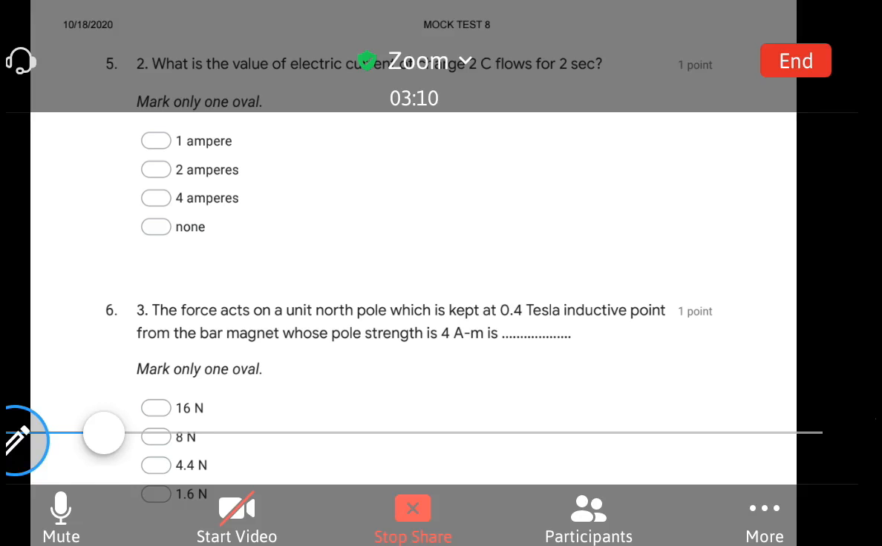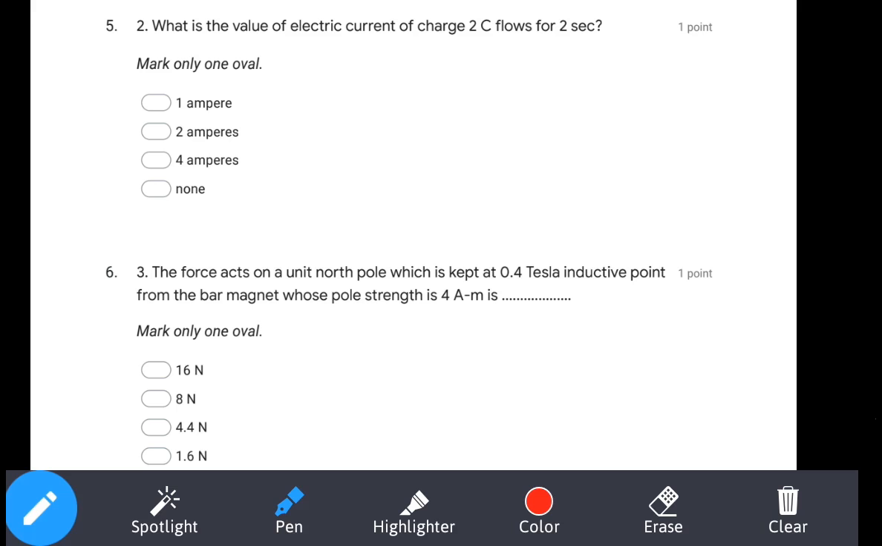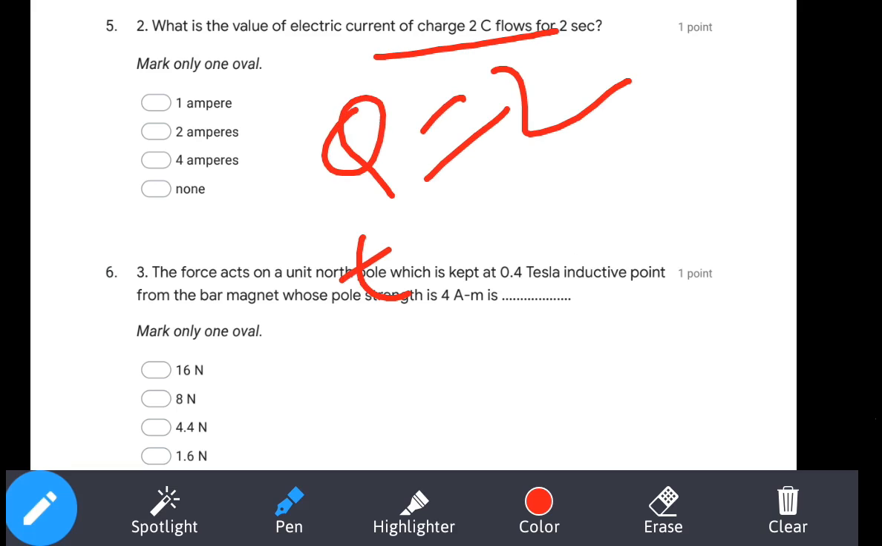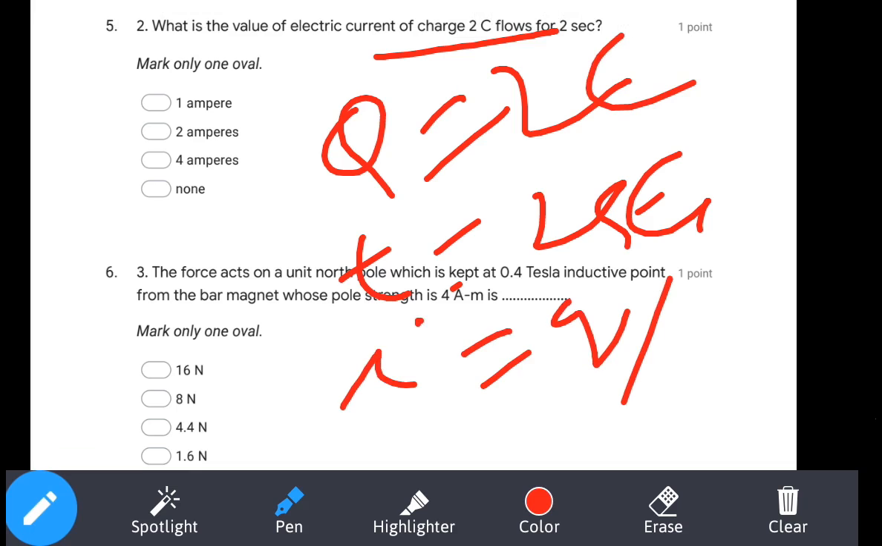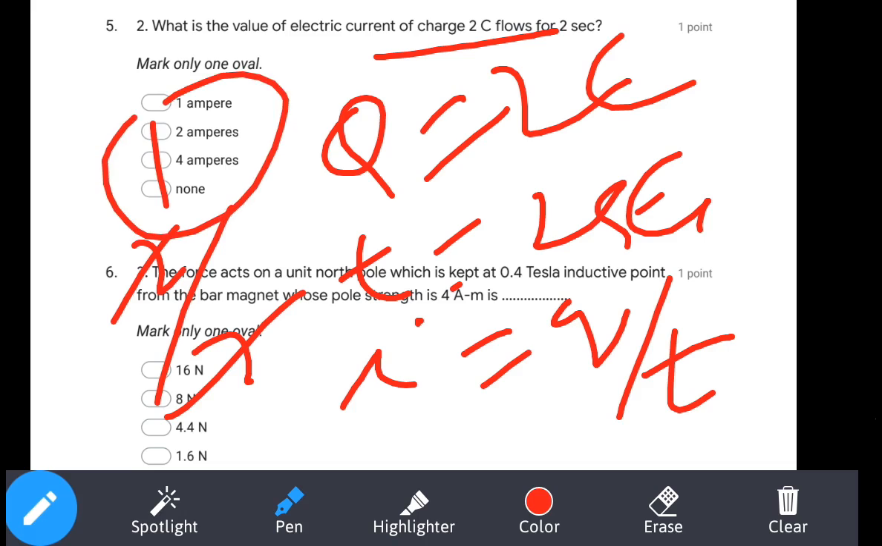Fifth question: what is the value of electric current for a charge of 2 coulombs and time 2 seconds? So charge Q is equal to 2 coulombs and time is equal to 2 seconds. They are asking the current value. So I is equal to what? Q by T. Q by T means 2 by 2, that is our 1 amp of current.